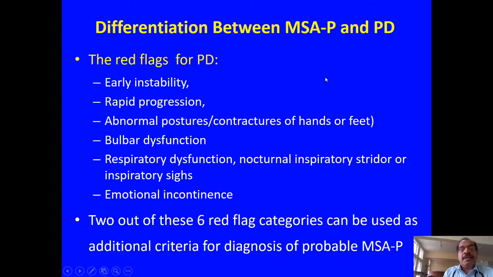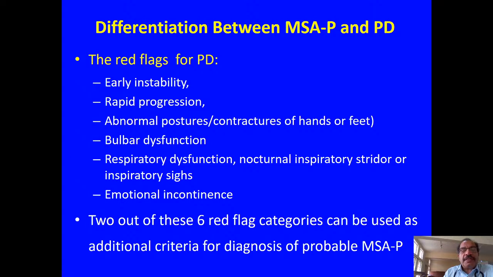So how do we differentiate MSA from Parkinson disease? Because I have mentioned Parkinson disease will have the same motor manifestations, like rigidity and bradykinesia, etc. And MSA-P will also have a similar picture. One is that if there is rapid progression of the disease, like postural instability has come very early, within the first few years, then it goes more in favor of MSA.